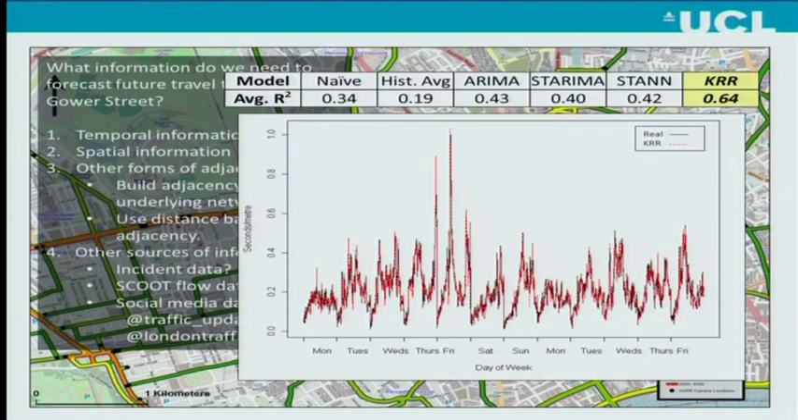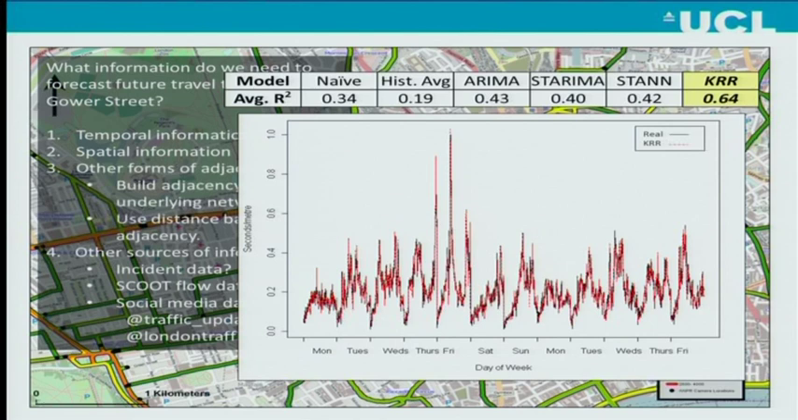Using a method called kernel ridge regression, we're able to model quite accurately what happens on links like this. Up here you have a comparison between some of the more traditional linear methods and the kernel ridge regression, in terms of R². So you actually get quite good results.